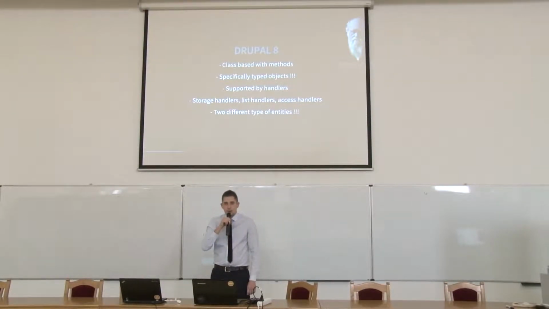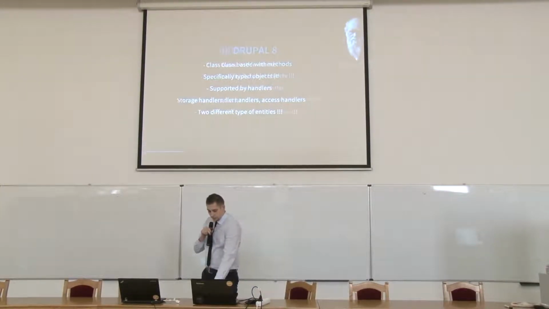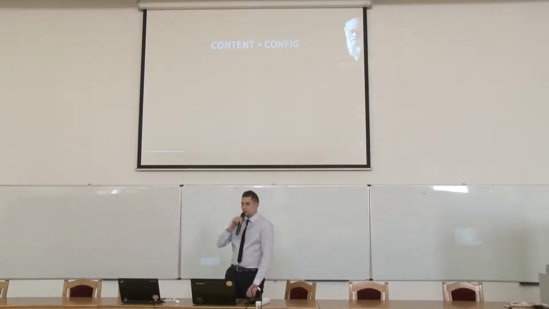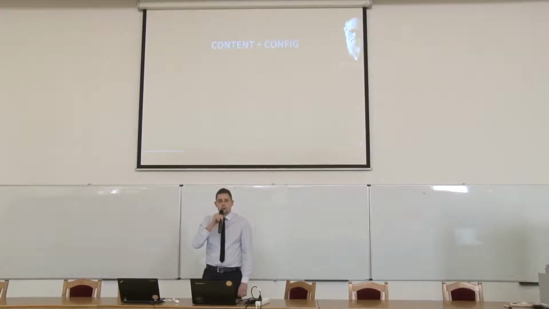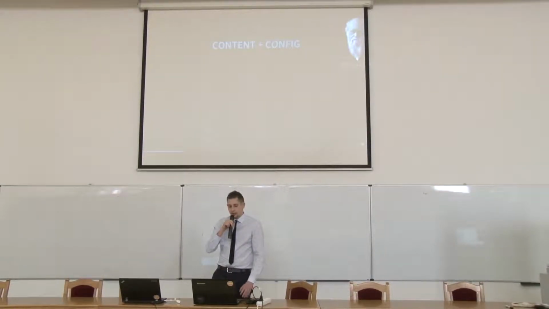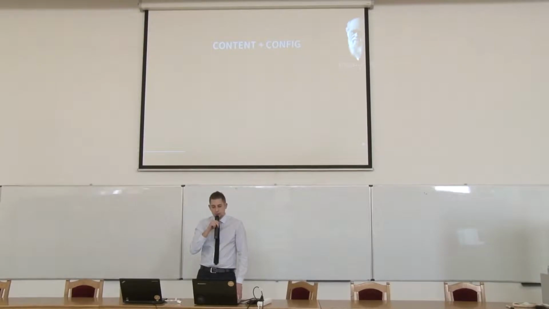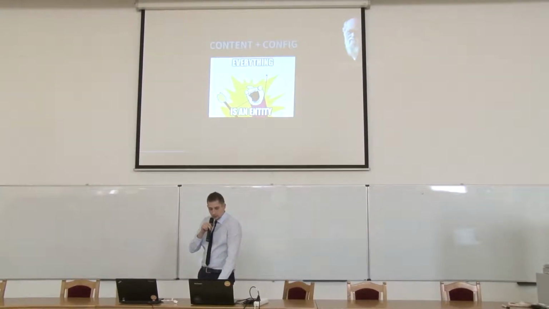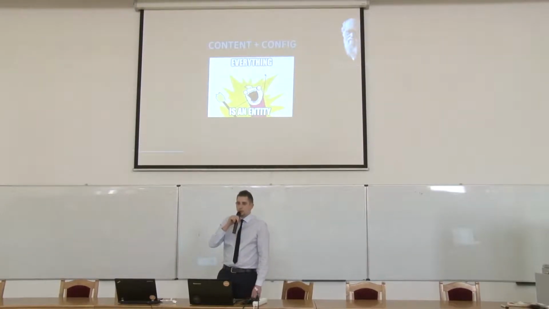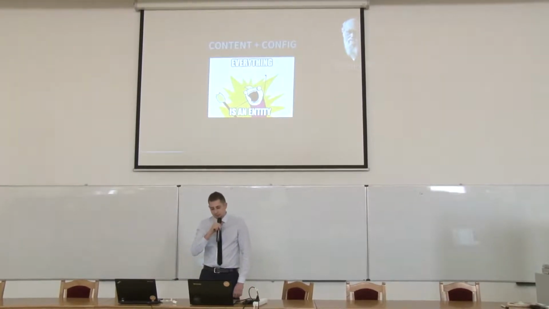And we have two different types of entities. We have content entities and configuration entities. All the content on our site will be saved in a content entity, and all the configuration will be saved in a configuration entity. So basically everything on the site will be an entity.